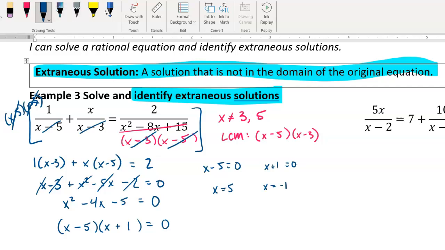And I get x equals 5 and x equals -1. Now we want to check for extraneous solutions. Remember that x can't equal 3 and x can't equal 5. So this one here would be an extraneous solution. But this one, since that one does not fall into one of those restrictions, that one would work. So -1 would be our only solution because 5 is an extraneous solution.